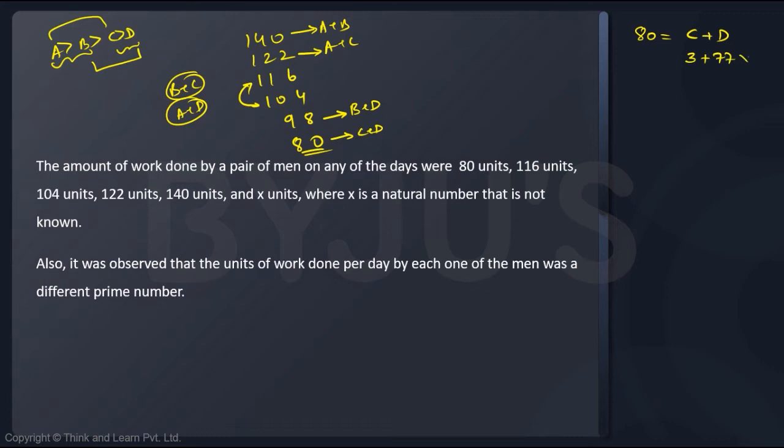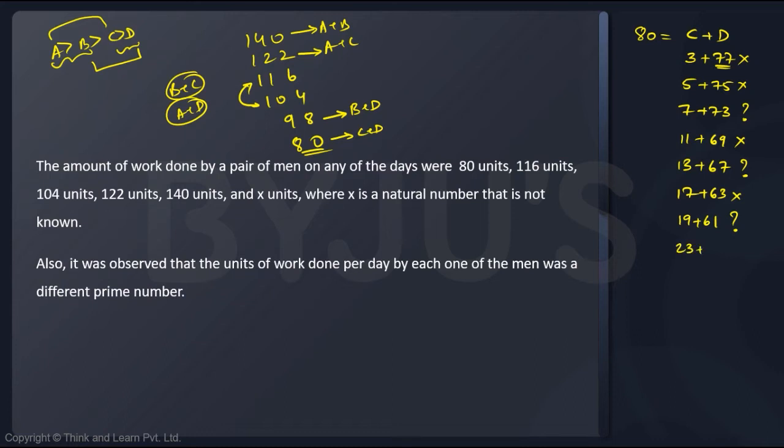3 and 77, not possible because 77 is not a prime number. Then 5 and 75, not possible because it's not a prime number. Then 7 and 73, may be possible. 11 and 69, not possible because 69 is not a prime number. 13 and 67. 67 may be possible because 67 is a prime number. 17 and 63, not possible because 63 is not a prime number. Then 19 plus 61 may be possible. So two possibilities. Similarly, continue doing this.